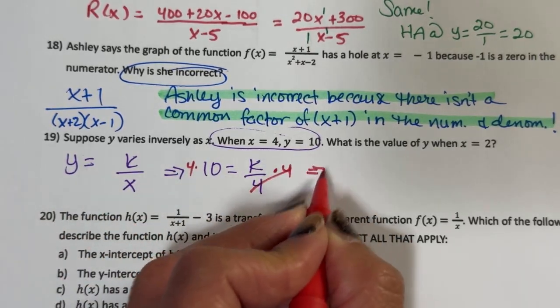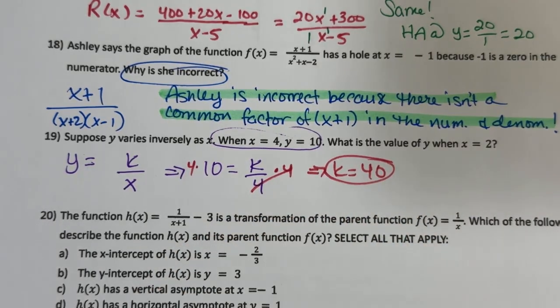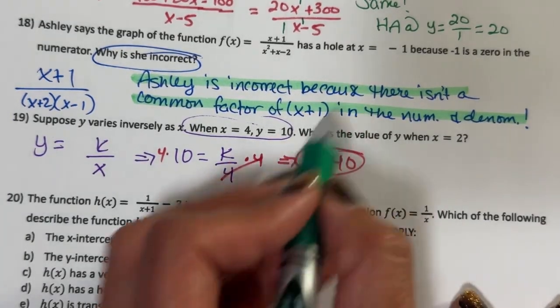So that means that k is equal to 40. 40 times 10, or 4 times 10 is 40. That's not the answer though. Now here's the question. What is the value of y when x equals 2?